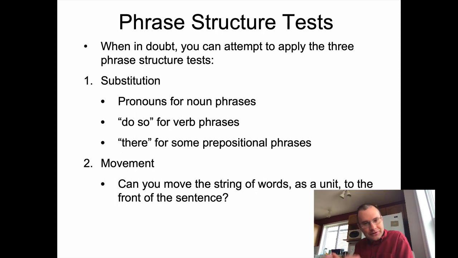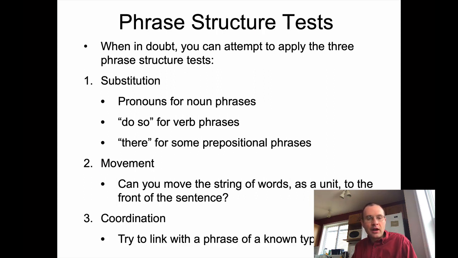Movement: does the whole string of words work together by moving around to the same spot? Can you move it around to a different spot in the sentence? And then thirdly, our third test for phrase structure is coordination. Can you link it with a known phrase type? And you can only link similar phrase types with each other. So a verb phrase coordinates with another verb phrase, so on and so forth.